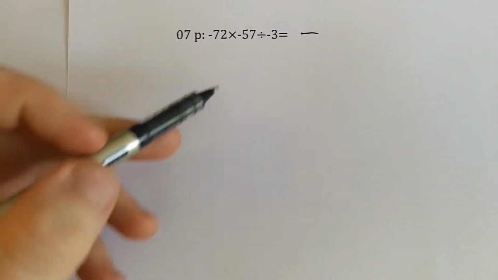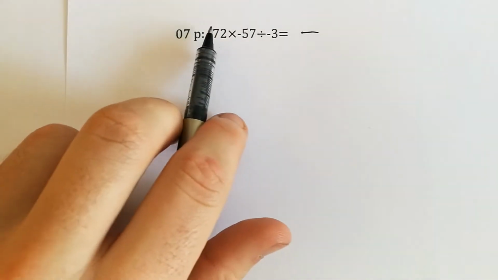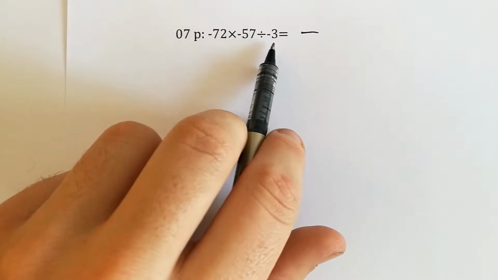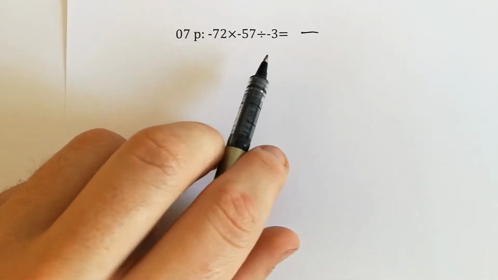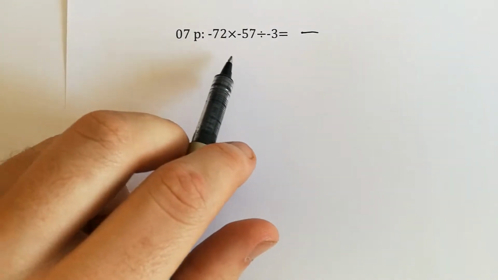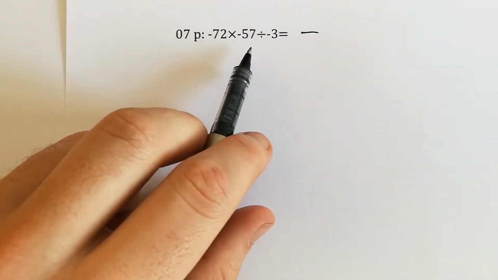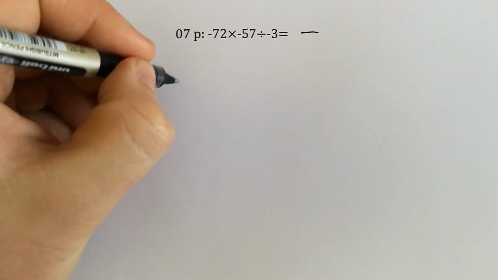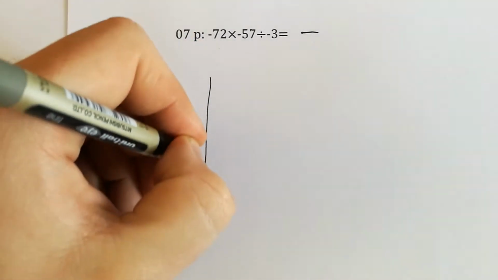We then need to work this out. And once we've worked out it's a negative, we ignore our negative. So we've got 72 times 57 divided by 3. Now, what we're going to have to do is work out that bit of it. So 72 times 57. And then what the answer to that is, we then divide that by 3. So, get our multiplication grid out.